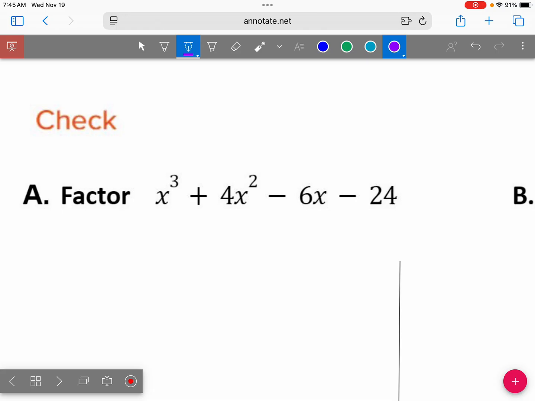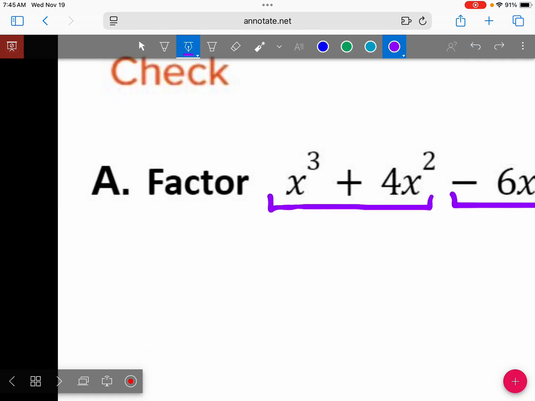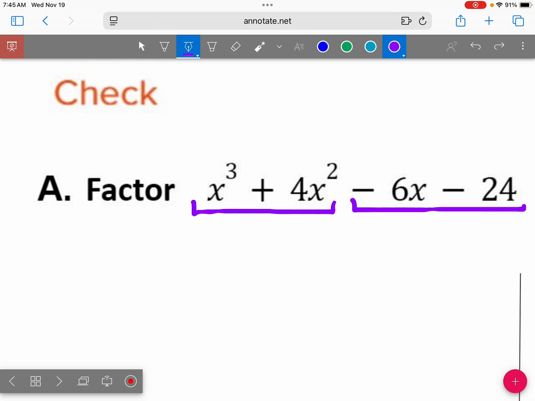We can do this. So looking at this first one here, A, our first step is to split this into two different pairs. So I'm going to take these two pieces and group them together. And I'm going to take these two pieces and group them together. So when I rewrite this, I'm going to write this as my x cubed plus 4x squared.